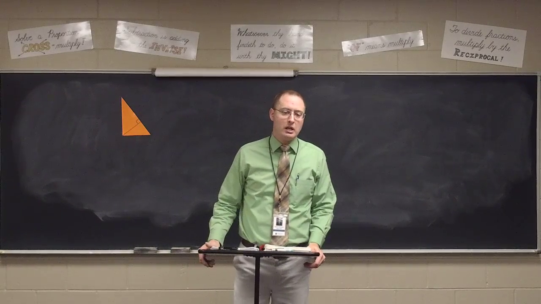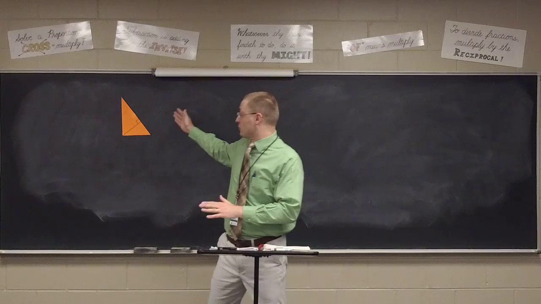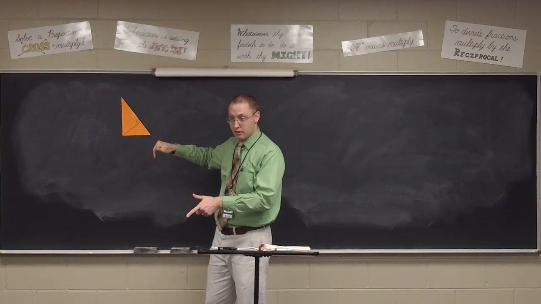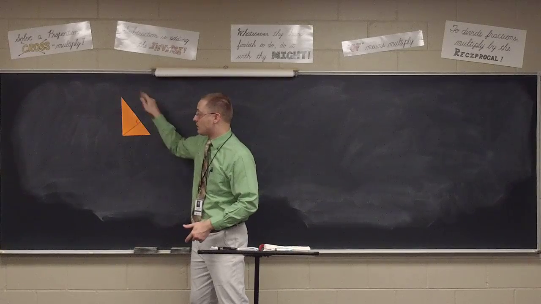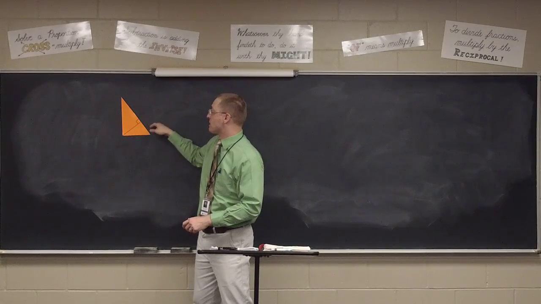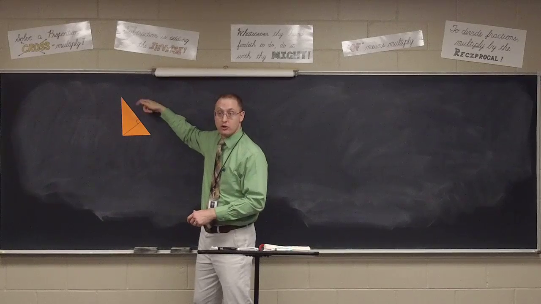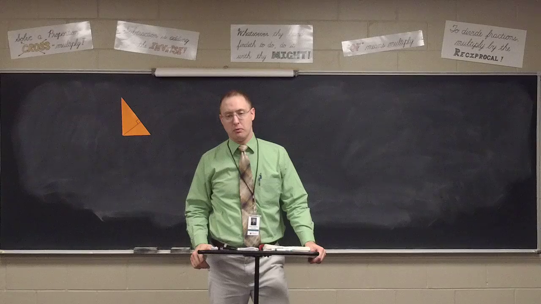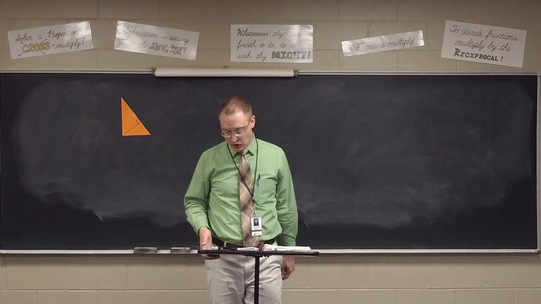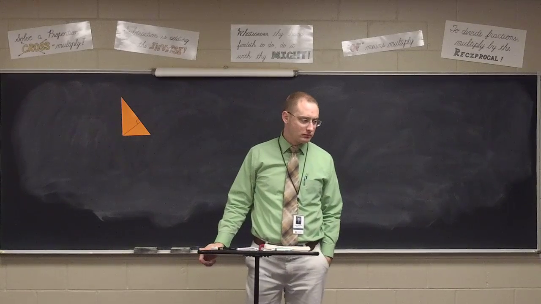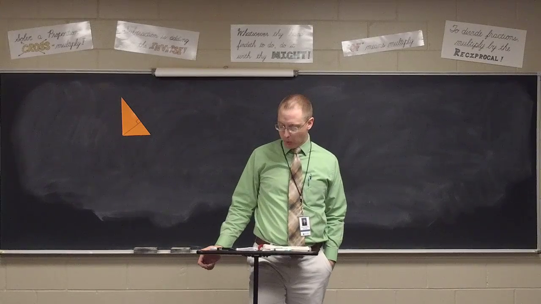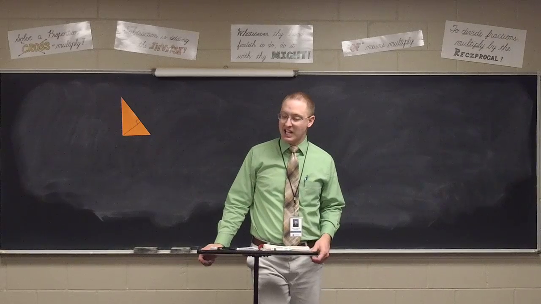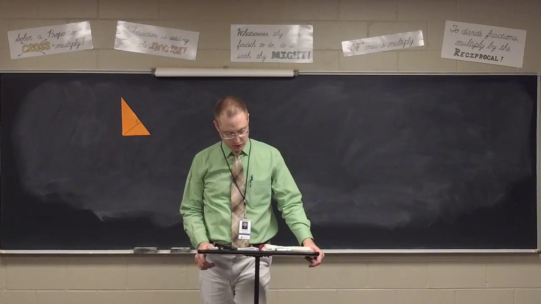Part number 3. So again, we said if in a right triangle the altitude is drawn from the vertex of the right angle to the hypotenuse, then dot, dot, dot, two triangles formed are similar to each other and to the given triangle. Part 2, the altitude is the mean proportional between the segments of the hypotenuse. Roman numeral 3, each leg is the mean proportional between the hypotenuse and the adjacent segment of the hypotenuse.